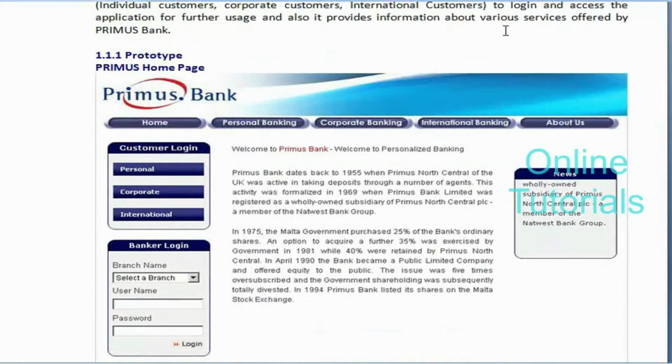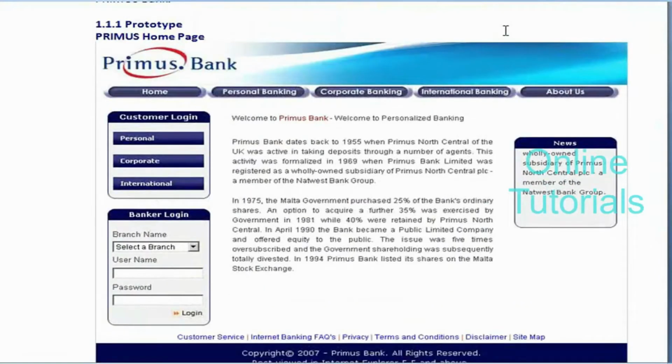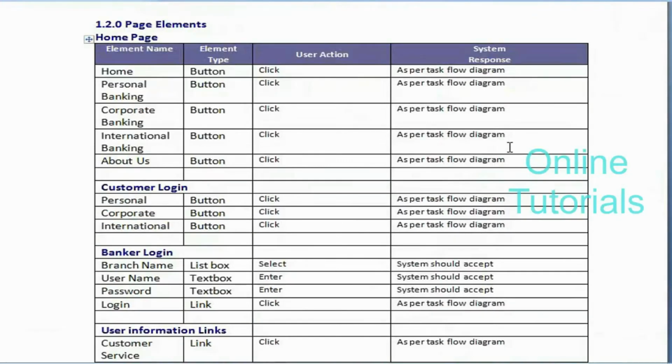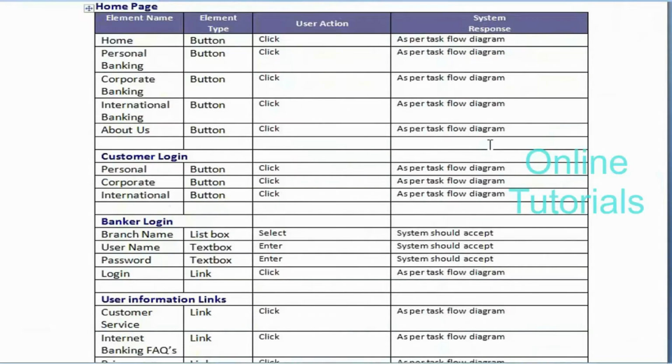The next section is prototype, right? Prototype is nothing but a snapshot of the development of the particular application. The exact live application homepage should be like this. After the implementation of the application, the homepage of the bank should be like this one. The next section is page elements. Do you have any idea what this section explains?